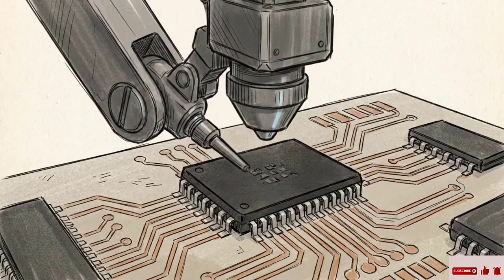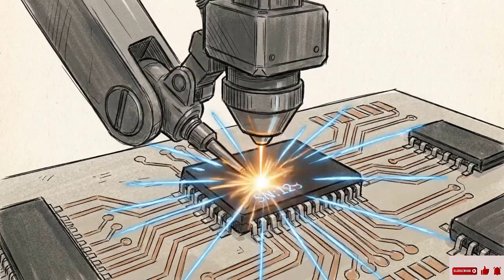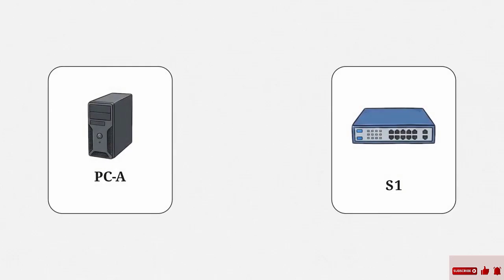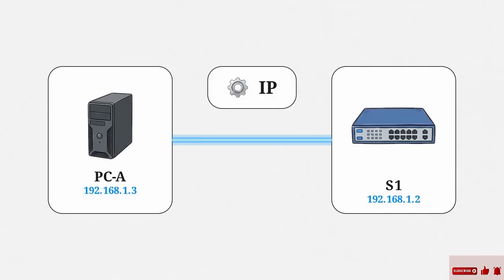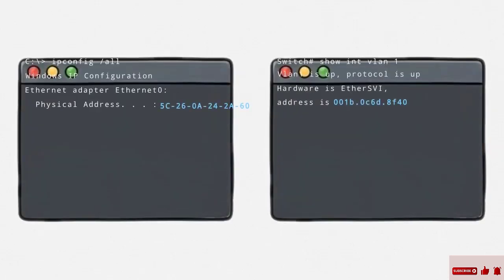Every device on an Ethernet network has a permanent identifier stamped into its hardware before it ever leaves the factory. This is the Layer 2 MAC address. In this walkthrough, we are going to physically cable a Windows PC to a Cisco switch and configure their IP settings. From there, we will use command line tools to extract and decode the MAC addresses from both devices.